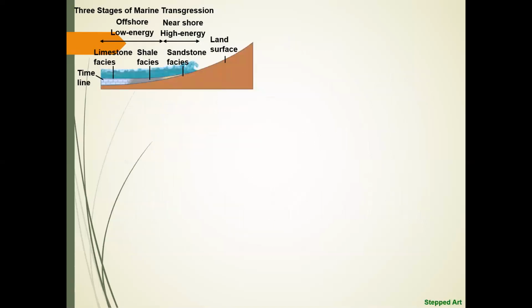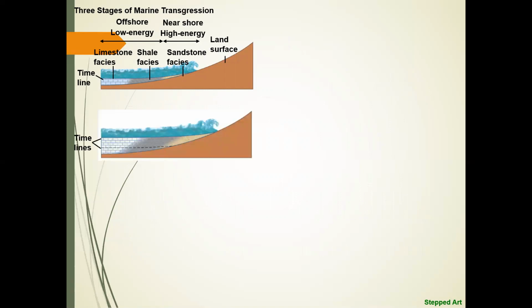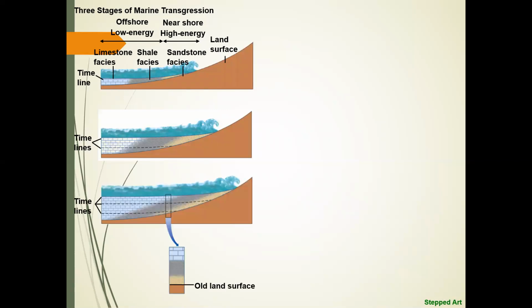If we look at this first picture right here, we see sea level at a particular level, and the rocks that we would find from deeper ocean to beach would be limestone, shale, and sandstone. Then if sea level rises, the sand is going to be deposited further inland. There's going to be mud deposits or shale deposited on top of the sand, and then the limestone would be deposited on top of the shale itself.